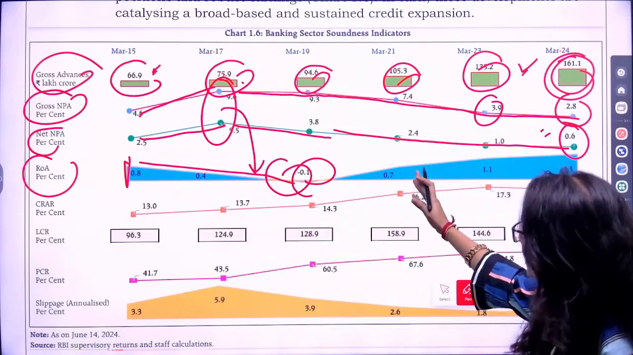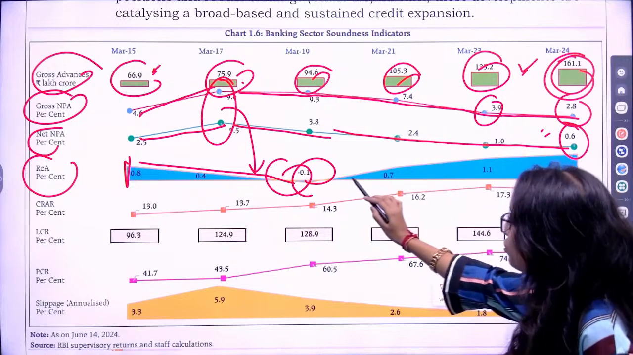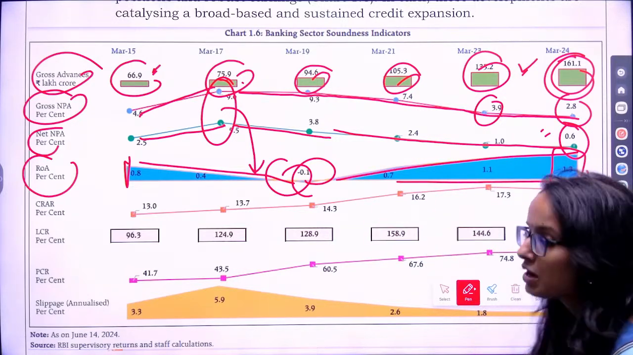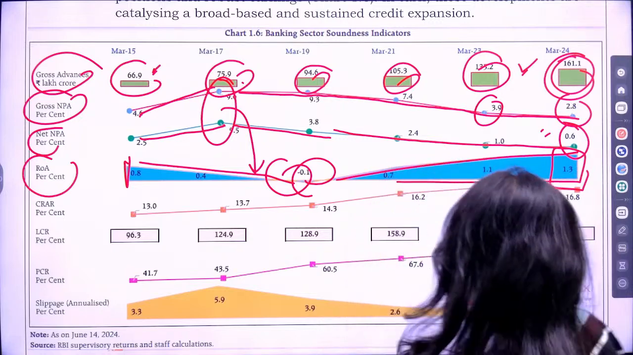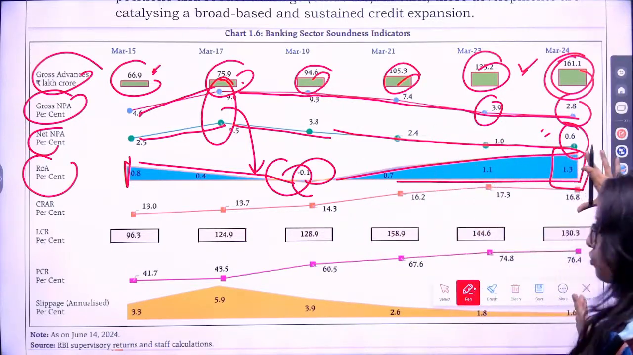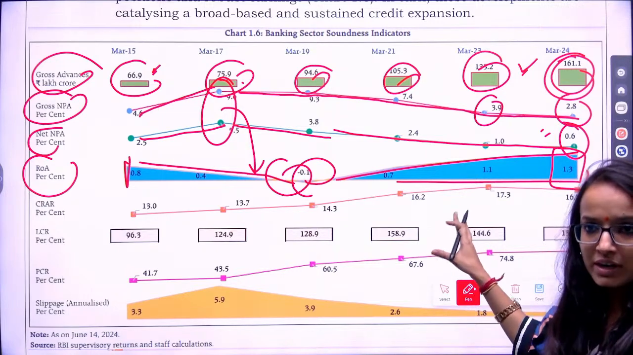But then after sustained efforts, when your NPA started falling down, you see ROA started increasing or expanding. Now it is 1.3%. So you try to relate them. Gross NPA and net NPA are falling down, and ROA is increasing. Profitability is increasing, balance sheet performing well, right? Now you are able to understand this chart.